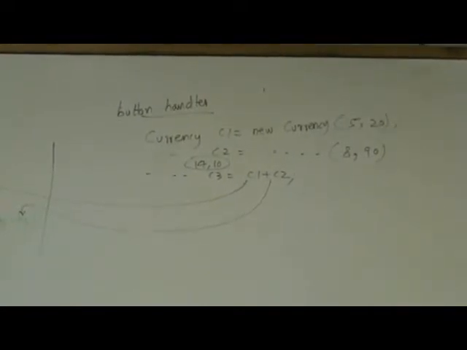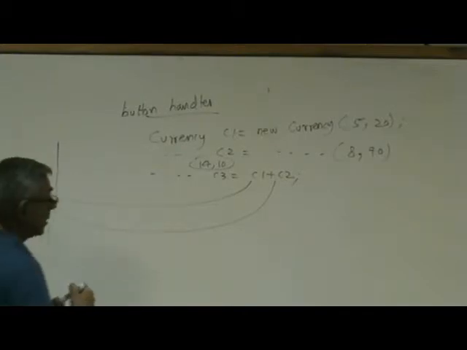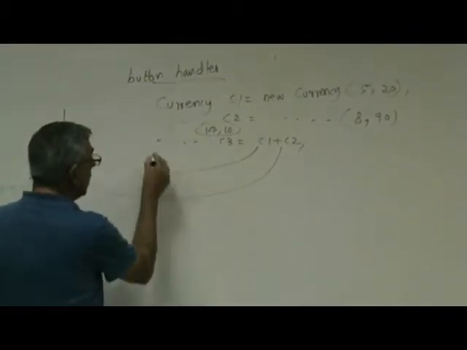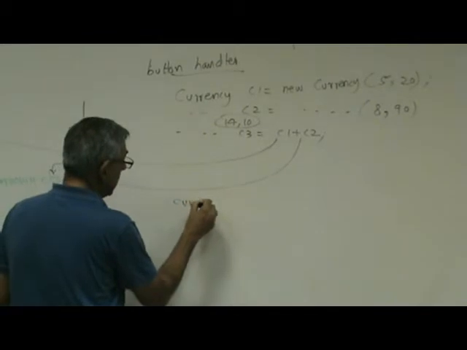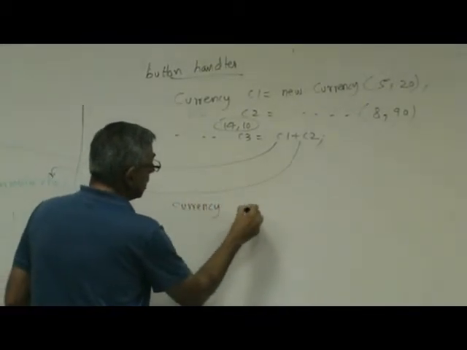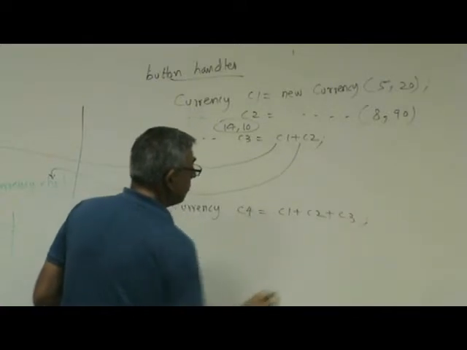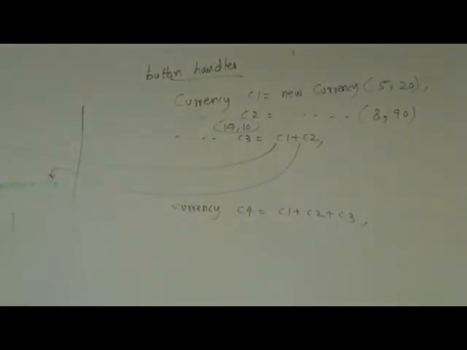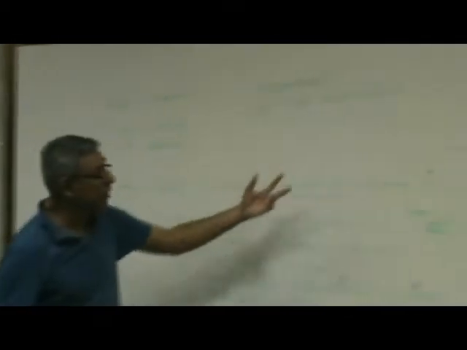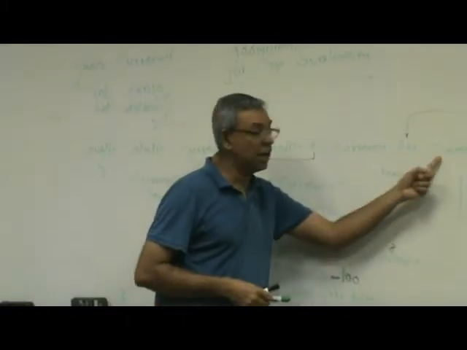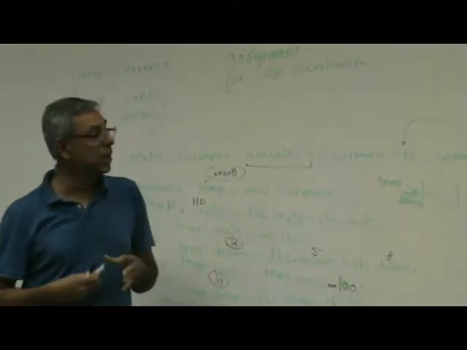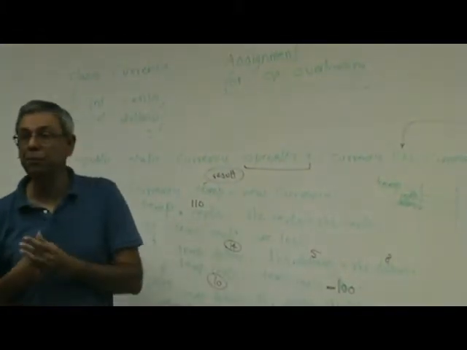Okay. So that brings us to another question. What if somebody tried to do in the next line currency C4 equal to C1 plus C2 plus C3? What will happen? Do we have to overload one more operator plus so that instead of taking 2 parameters, it takes 3 parameters now, or the same code will work?